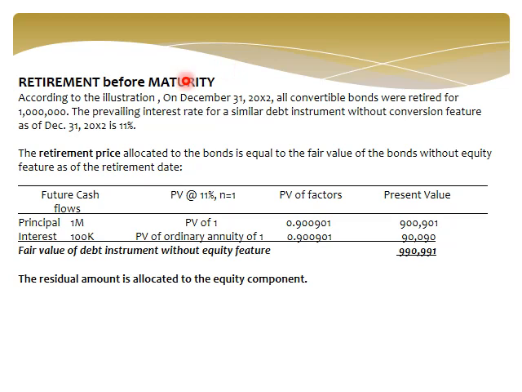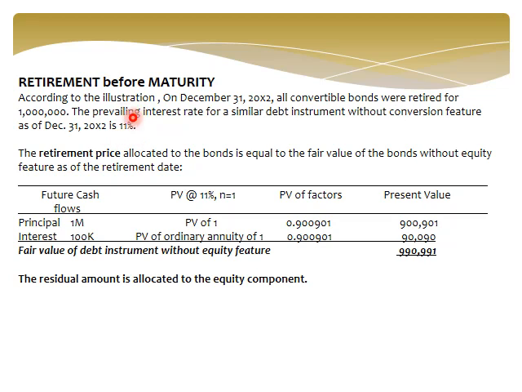So, retirement before maturity, according to the illustration on December 31, 2002, all convertible bonds were retired for 1 million pesos. The prevailing interest rate for similar debt instrument without conversion feature as of December 31, 2002, meaning at the date of retirement, is 11%.